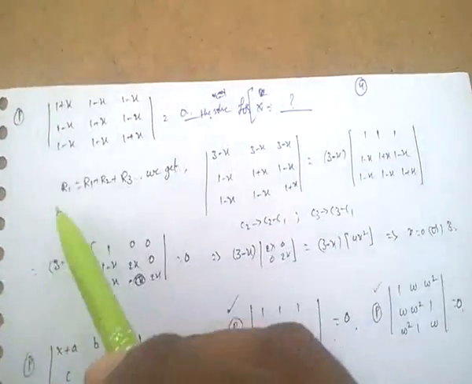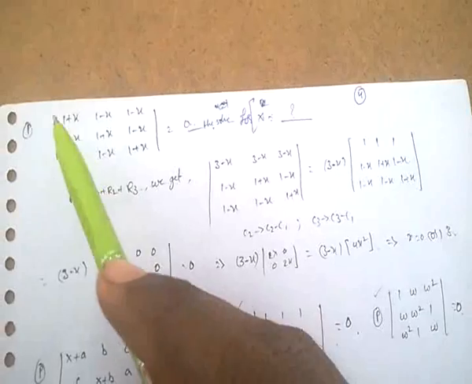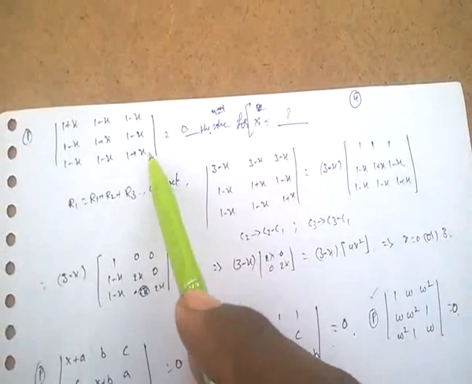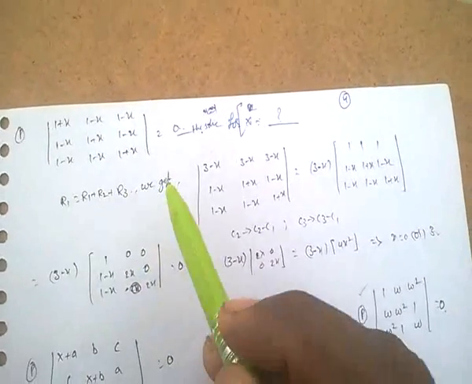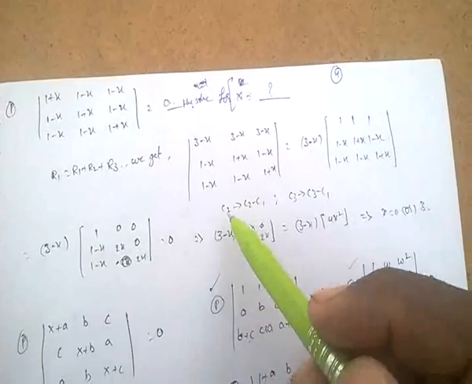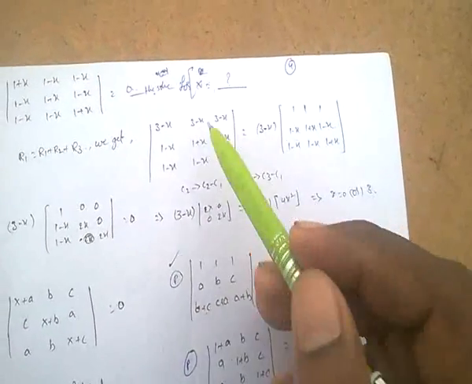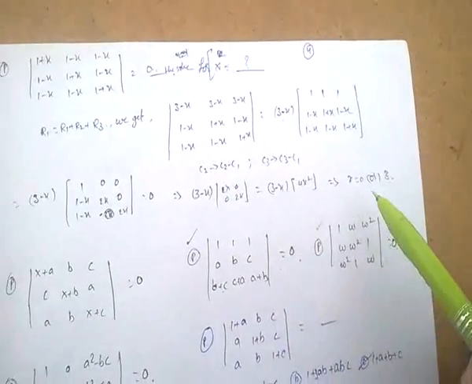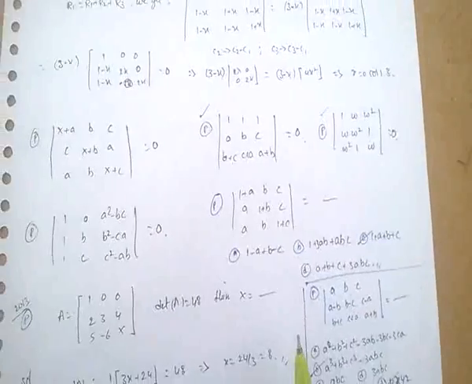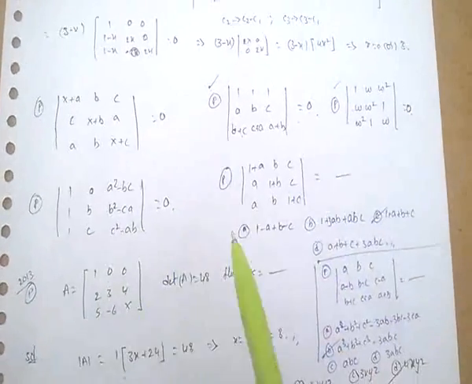Next, some examples. A given determinant of a matrix equals 0, find the x value. For this, find the x value. You can get x equal to 0 or 3. Okay, these are some problems.